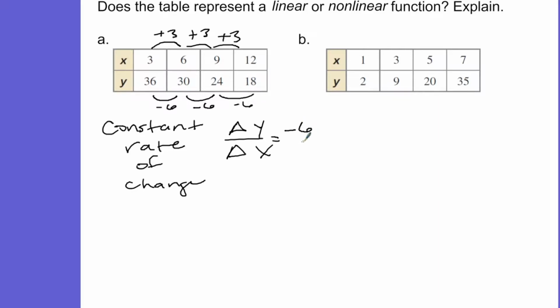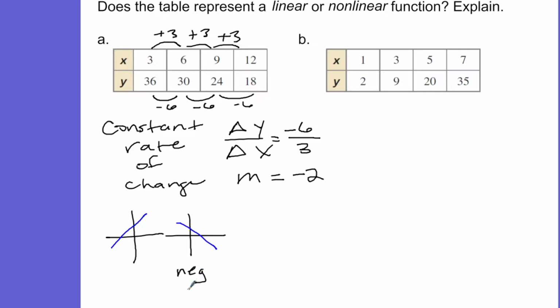It is -6 over +3. So it means that this slope is -2. I'm going to take a moment to tell you something about slope. So, two little graphs here. Let's change the color. Let's use blue. Uphill, downhill. Okay, which one is negative slope? Downhill. So this one is negative slope. That means that this one has a positive slope.